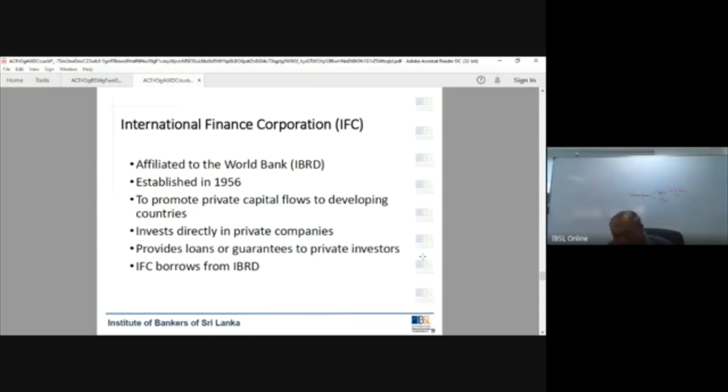So meanwhile, IFC came to us. One day IFC came to us and they said, okay, we will invest in your bank. And they bought 10% shares. The moment the IFC invested in us, everybody wants to buy shares of Cargill Bank.